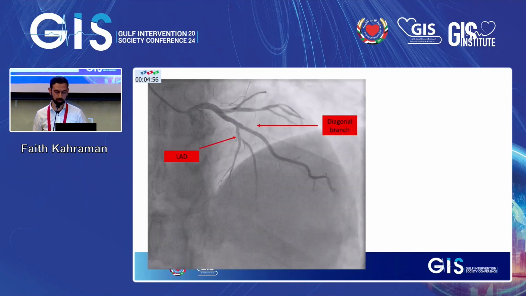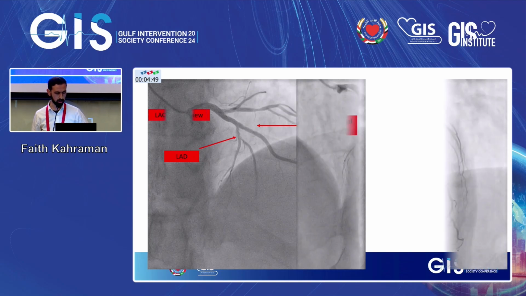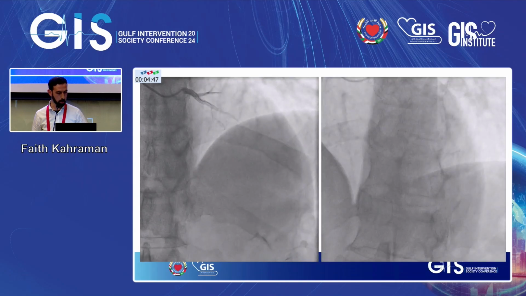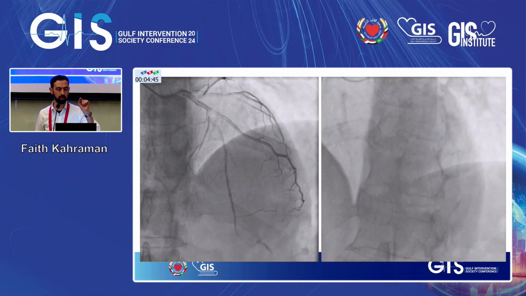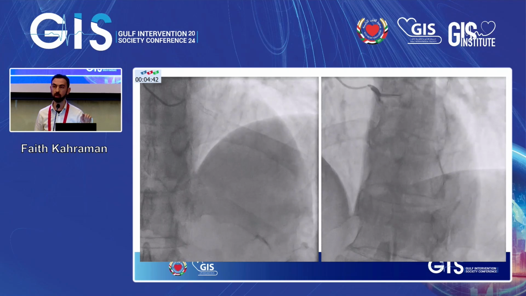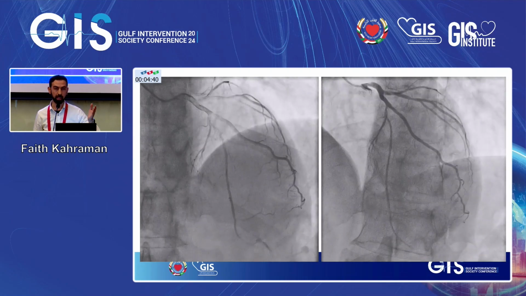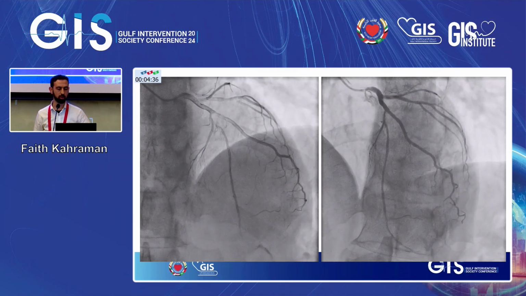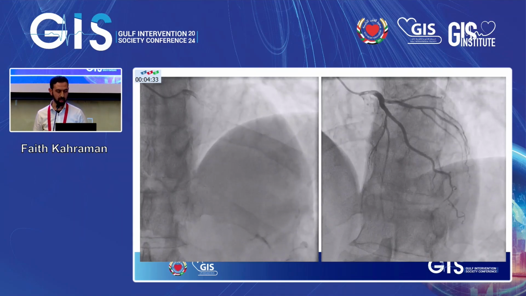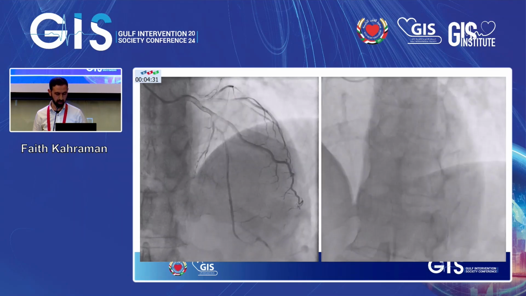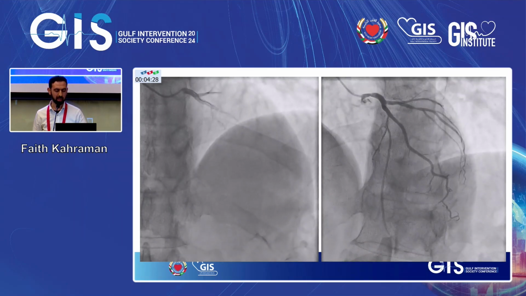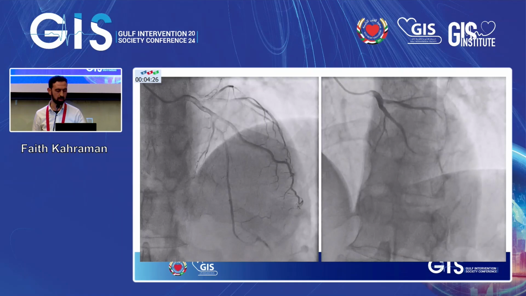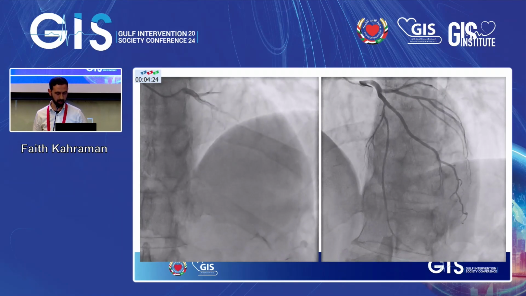It was patent, but in other angles, I'm not sure you can see very well, our stent was straightforward to the diagonal branch. And the LAD is originating approximately 3 millimeters proximal to the distal part of the stent. But we have very good flow in the LAD also. It seems its caliber is smaller than the diagonal in this image.